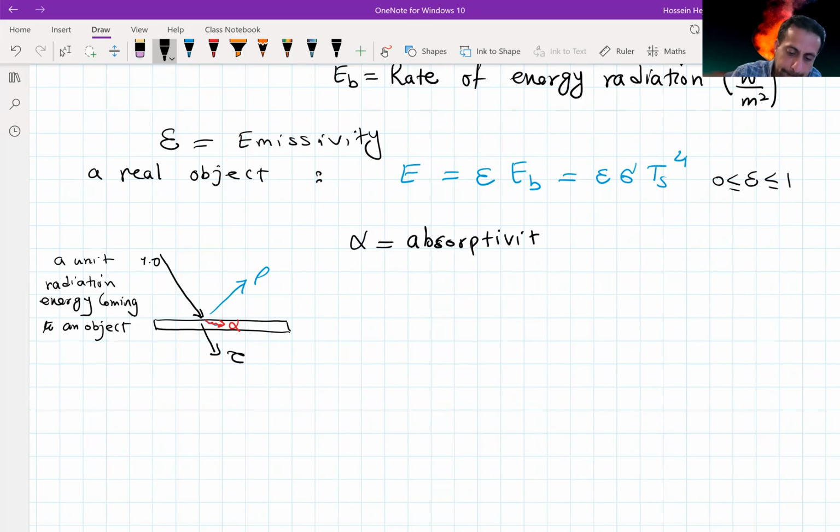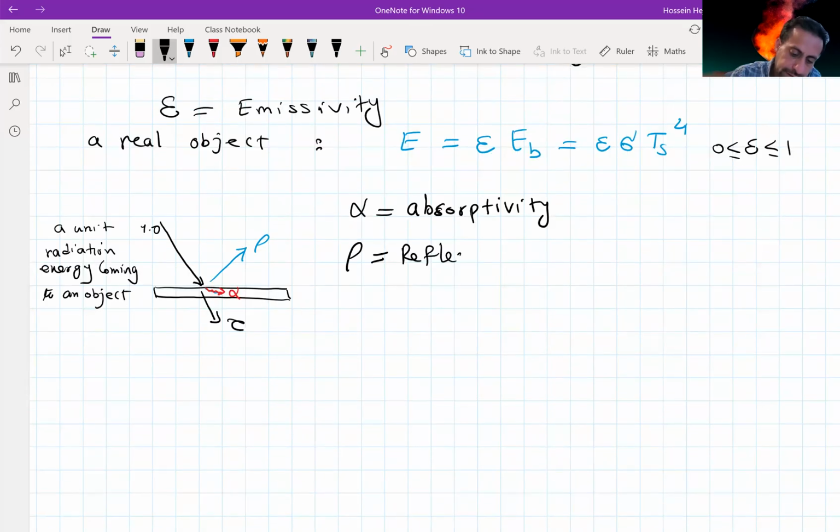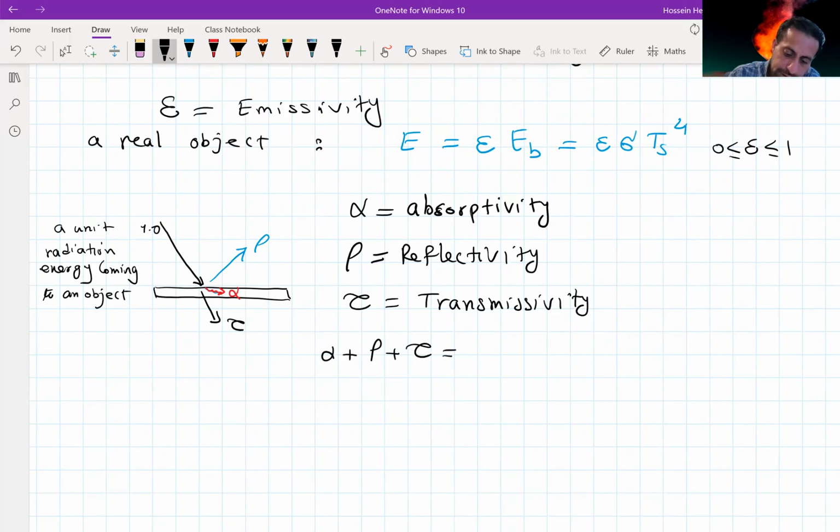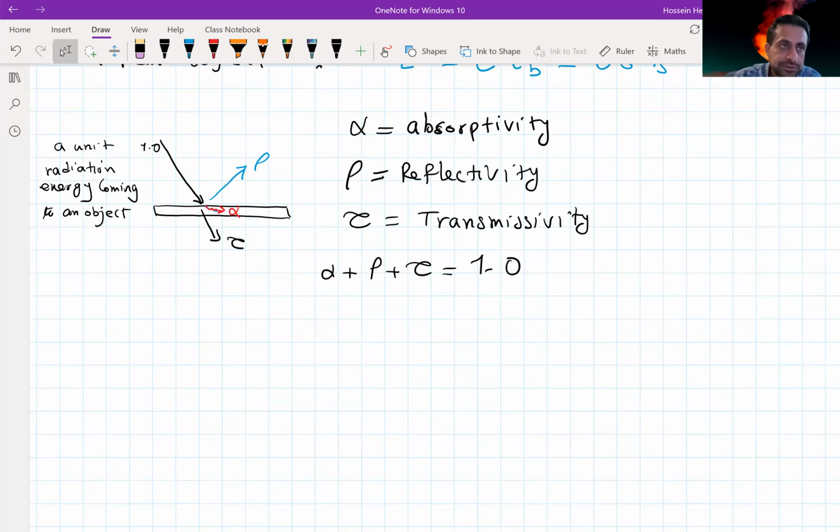Okay, so alpha is absorptivity, rho is reflectivity, and tau is transmissivity. Obviously, alpha plus rho plus tau is going to be 1. Now, what is important for us is the amount of energy that is getting absorbed to this object.